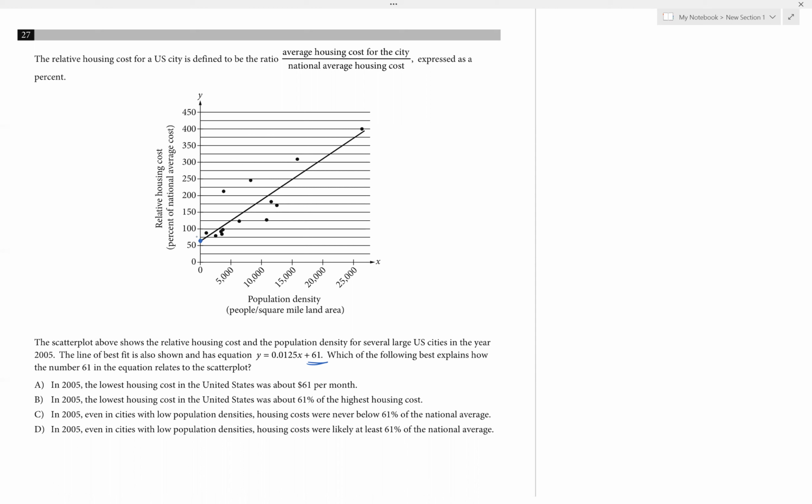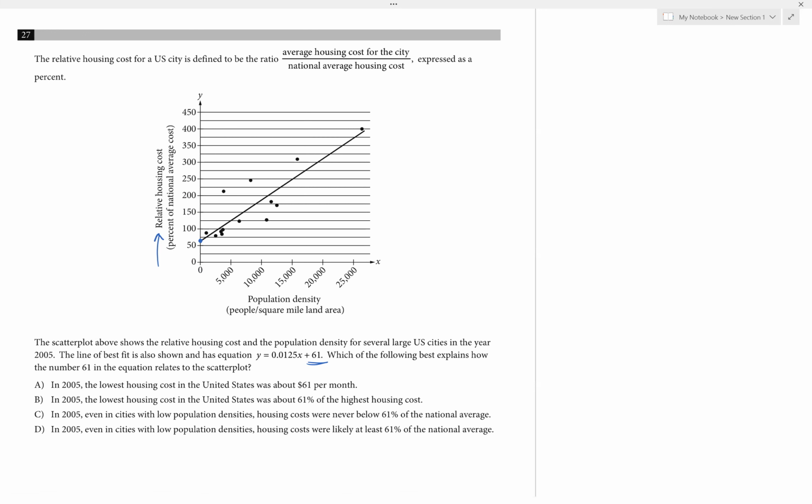What does it mean? Since it's the y-intercept, it should represent the y value here. And what's the y value on the graph? This is the relative housing cost, as a percent of the national average. So 61% of the national average when we have a very low population density. Okay, so we go through the answer choices.